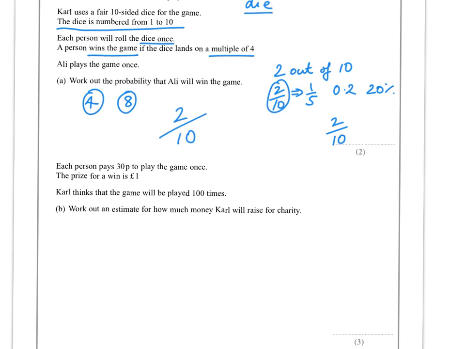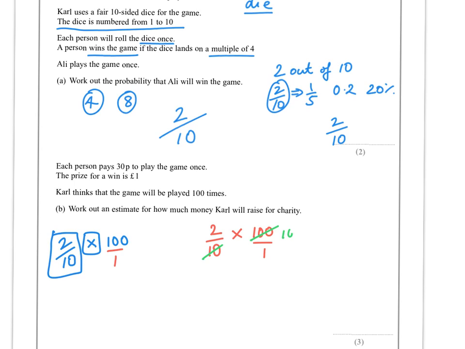It then says each person pays 30p to play the game once. And it says the prize for a win is £1, and Carl thinks that the game will be played 100 times. So this is like relative frequency. So if you expect to win 2/10 of the time, and you play the game 100 times, then you'd expect 2/10 of the time to win. Now, if that's 100 events or 100 trials, then we've got 2/10 of 100. Now, cancelling, if you treat it like a fraction question, 2/10 times 100 whole ones, then you can cancel 10s into 100 is 10, and you've got 2 times the 10 is 20.